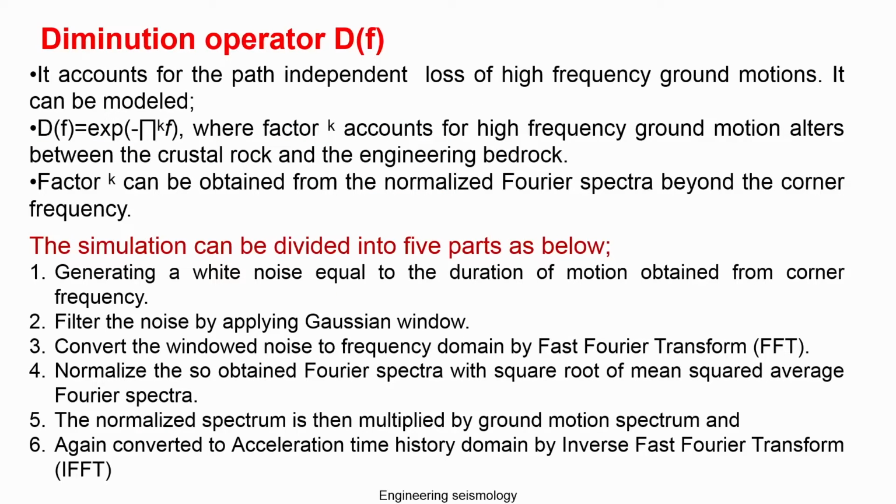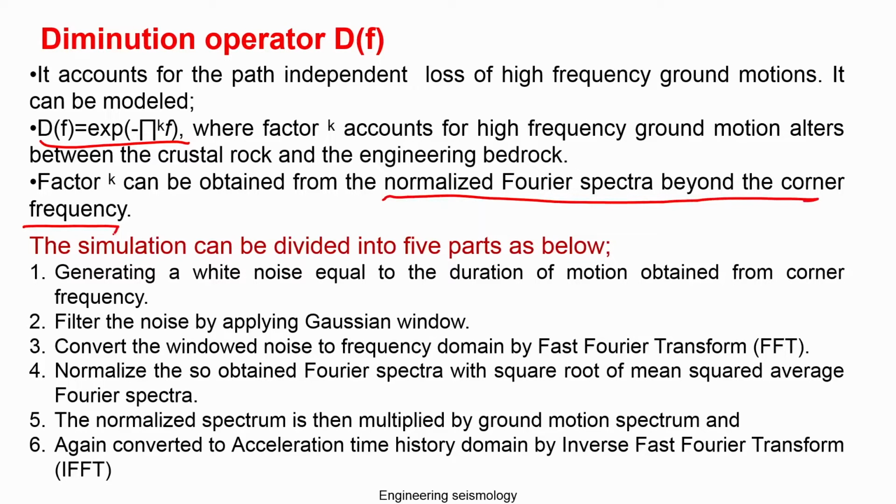The diminution operator DF accounts for the path-dependent loss of energy in ground motion. It can be modeled using this function, where the factor K accounts for the high frequency ground motion altered between the crystalline rock and the engineering bedrock. Factor K can be obtained by normalizing the Fourier spectrum beyond the corner frequency.